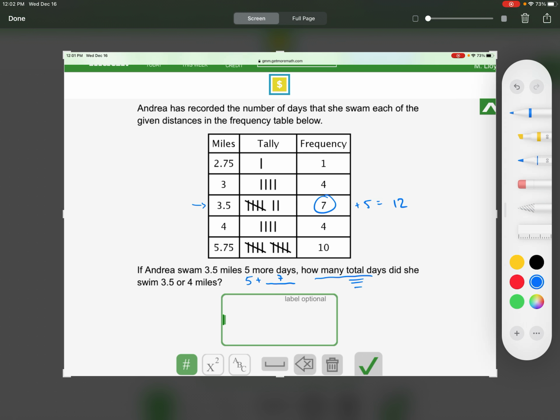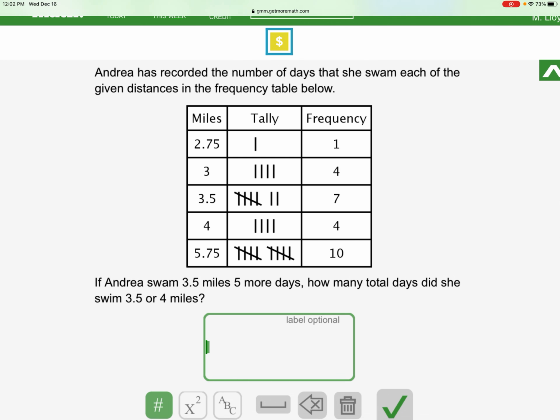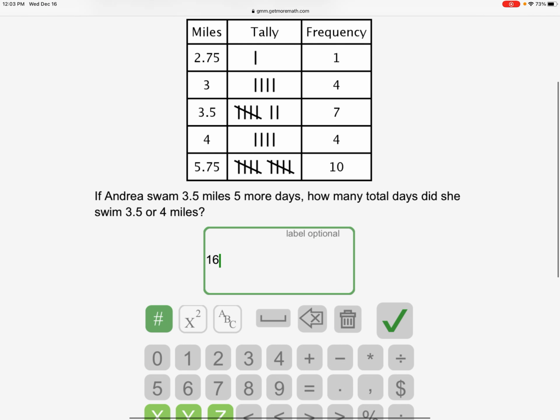How many total days, total probably suggests we're going to add, did she swim 3.5 or 4 miles? Okay, so the 3.5 miles we've discovered is 12. And how many times did she swim 4 miles? Well, she swam at 4. And the total suggests addition, so I'm going to add them up and I get 16. So 16 is going to be my answer right there. So I'm going to go back to the screen and type in 16. Oops, I didn't mean to do that. So here we go, 16. And they're going to like that one.